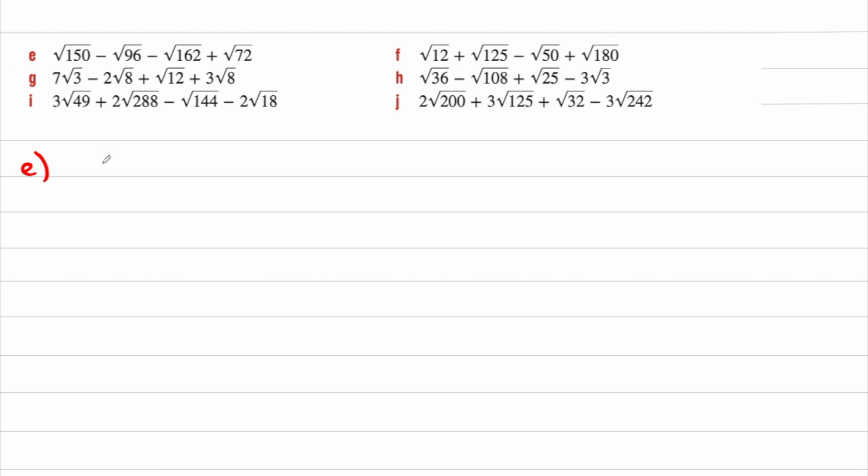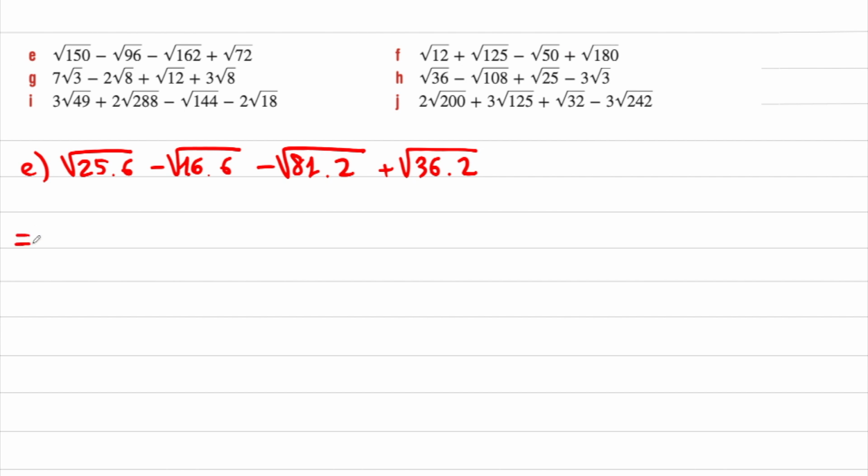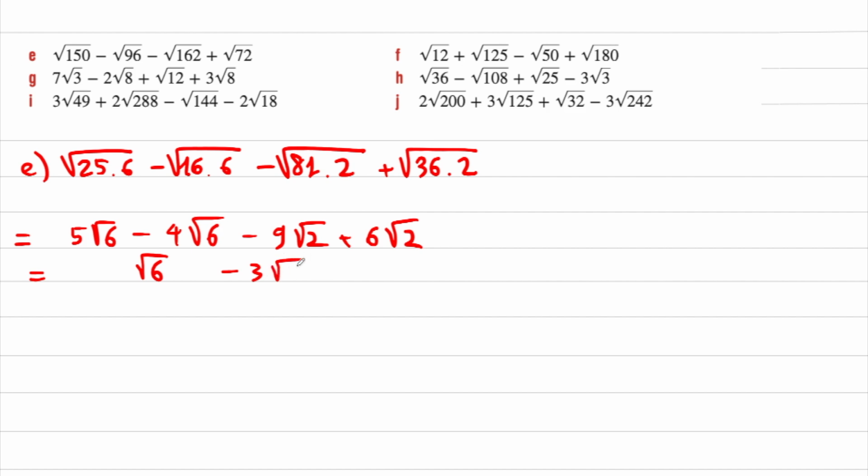150 is 25 times 6. 16 times 6, 81 times 2. 81 times 2. And 36 times 2 for 72. Yes. So the first one will be 5 square root 6. The second one is 4 square root 6. 9 square root 2 and 6 square root 2. And for this you got square root 6, and here minus 3 square root 2. Minus 3 square root 2 here. Yes, that is question E.